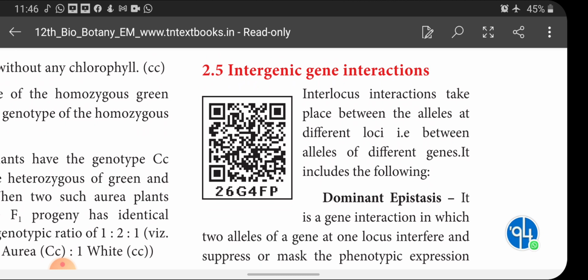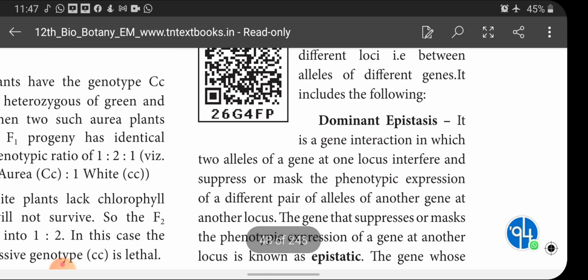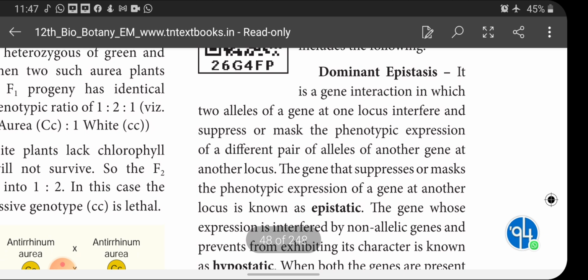Where the genes are located in the chromosome is called loci. Each gene has its own specific place in the chromosome. It is constant for each gene in a chromosome, and that particular place is called loci. That means in the chromosome, genes are present in a particular loci, and this place is called loci, right? Okay. And between alleles of different genes, it is called what? Intergenic interaction. Intergenic interaction includes dominant epistasis.